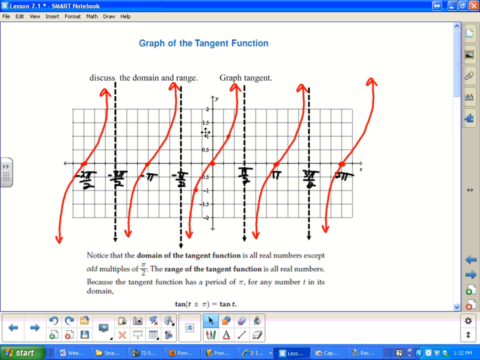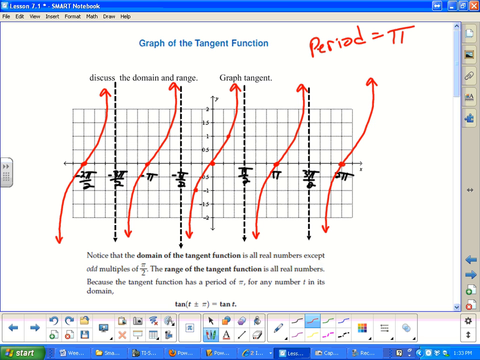Yeah? Okay. All right, so our period. Let's talk about period again. Tangent. How often does tangent repeat itself? Okay, Sierra, how far is it from pi over 2 to 3 pi over 2? 1 pi. Okay, how far is it from negative pi over 2 to pi over 2? So the period is equal to pi.